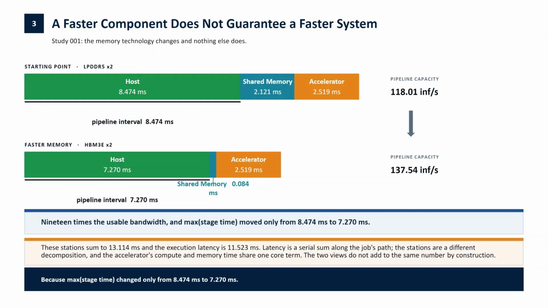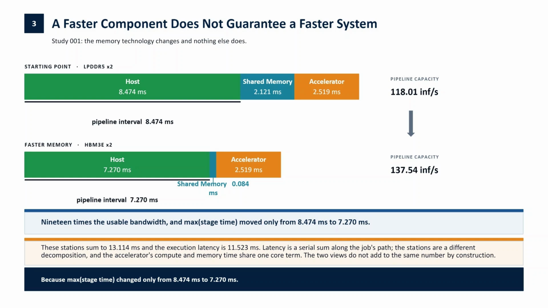All other system conditions remain unchanged. The starting point uses LPDDR5, and the candidate uses HBM3E. It is natural to expect that a major improvement in memory performance will make the entire AI system proportionally faster. But system performance is not determined by the peak capability of a single component. The chart shows the station times for the two designs.